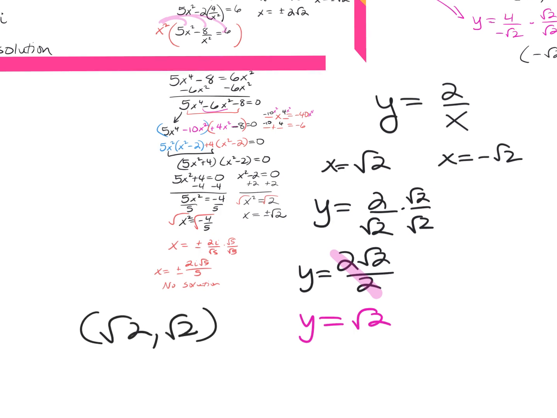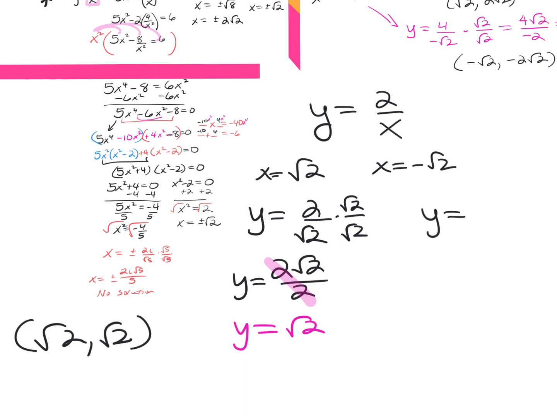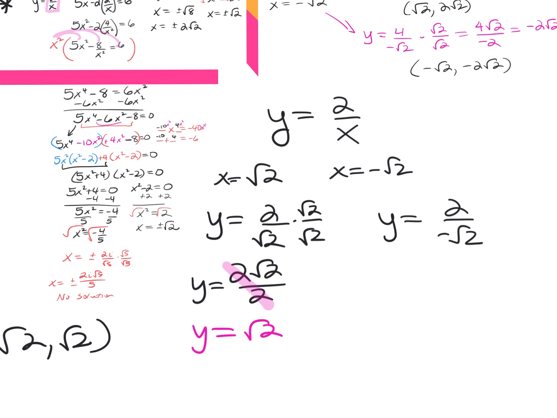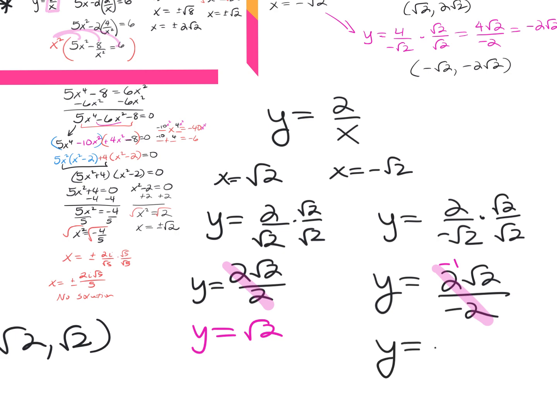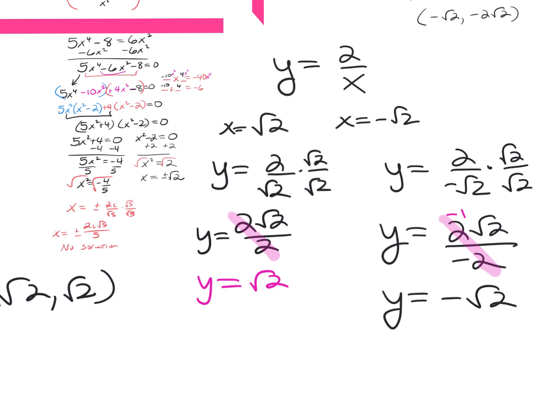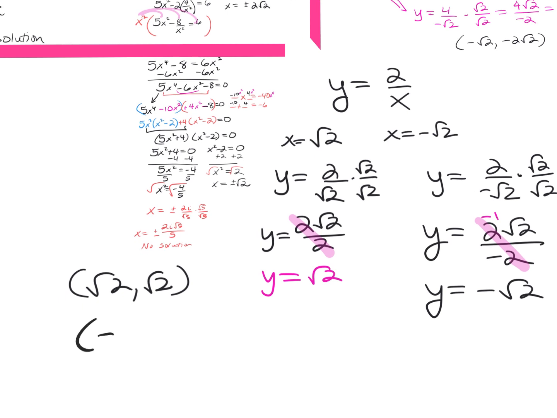And then I got to do it again with the negative square root 2. So 2 over negative square root 2. Again, you're going to rationalize. And you get y equals 2 square root 2 over negative 2. Again, this will simplify. And this becomes a negative 1 here. So your y value is just negative square root 2. So the next solution is negative square root 2, negative square root 2. And these will be your two solutions.